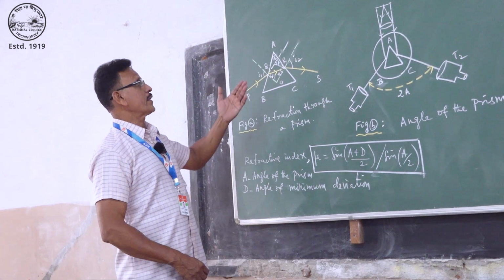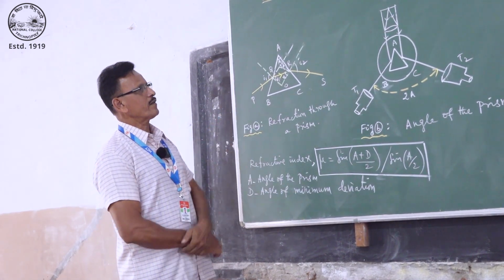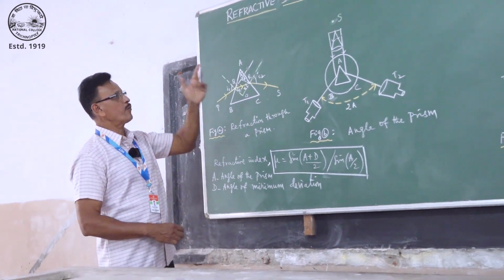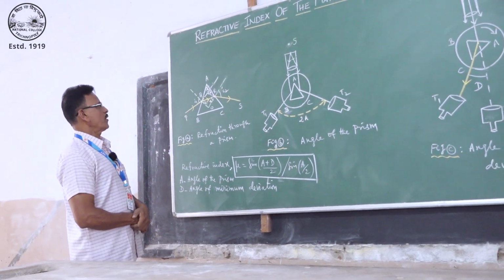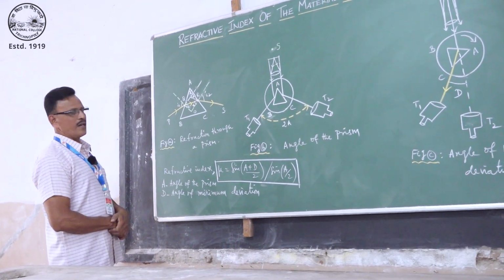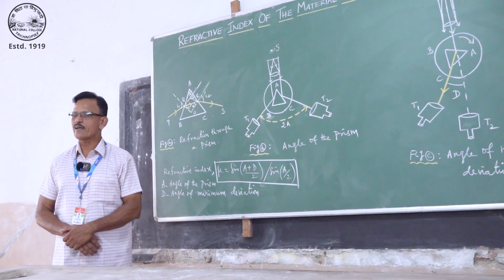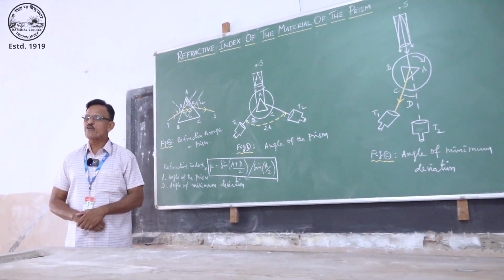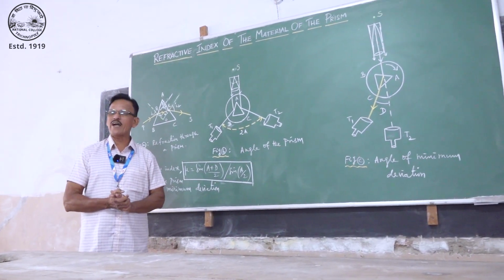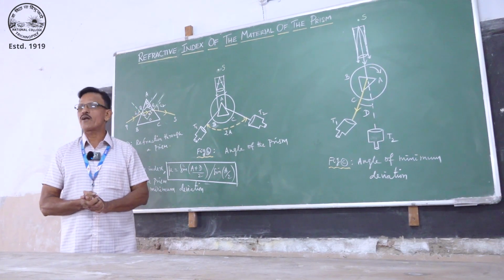Today I am going to take the theory and practice of the refractive index of the material of the prism. This is a very important one. So first of all, you have to know what is refractive index. Refractive index is defined as the ratio of the velocity of light in vacuum to the velocity of light in a medium.